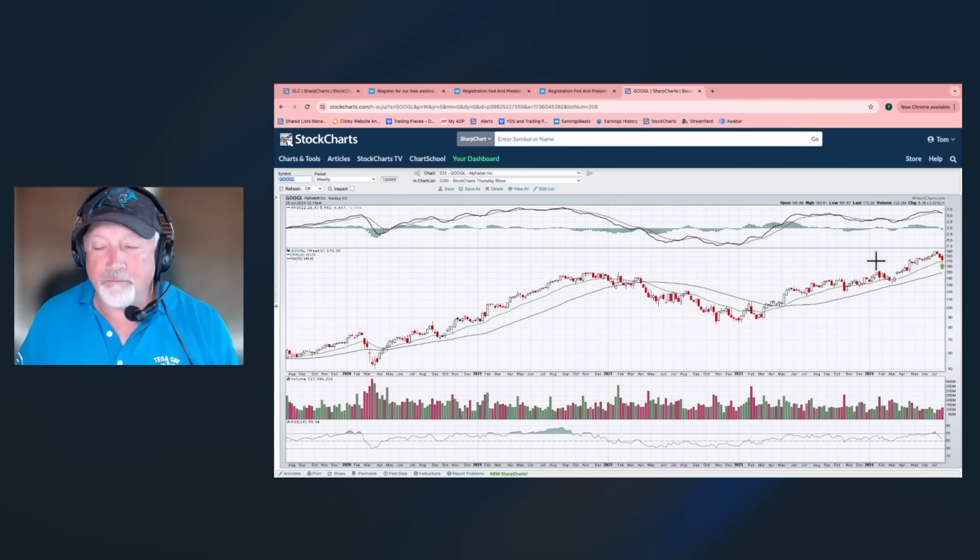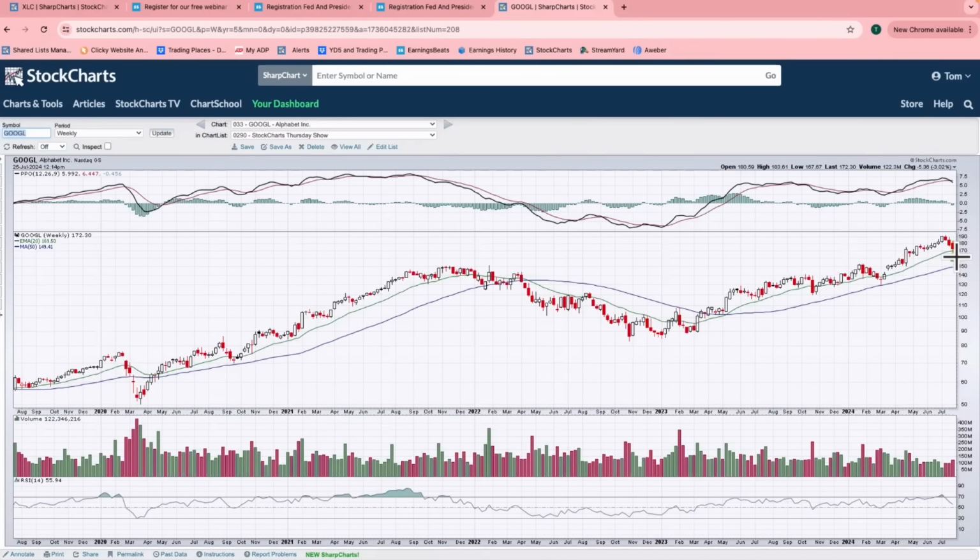Google, as I mentioned, not a great reaction to their earnings. They pulled back, but look at Google testing its 20-week moving average. This stuff is pretty critical. And chasing stocks, if you get out of the habit of chasing stocks and buying them when they're pulling back to key support levels, I think your trading results probably will go up and improve.